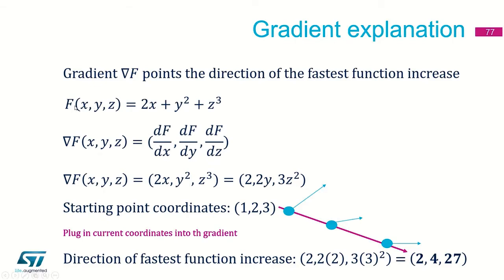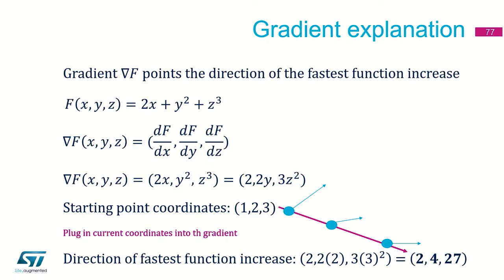So let's consider a very simple three variables function like here. And the gradient of this function is a set of the partial derivatives of the function. So df by dx, df by dy, df by dz. Let's evaluate the partial derivatives. So df by dx of 2 multiplied by x is 2. Df by dy is 2y. Df by dz is 3z power of 2.